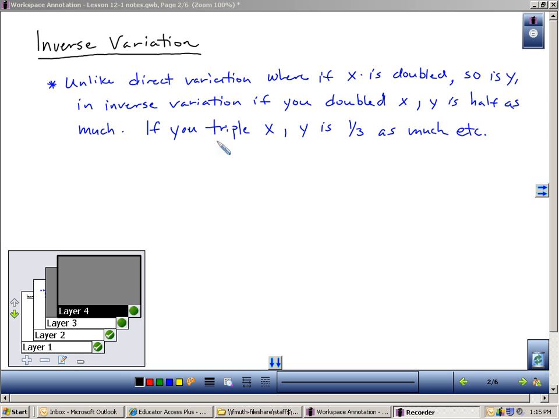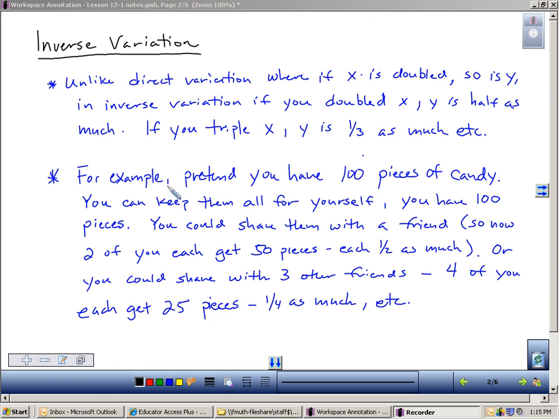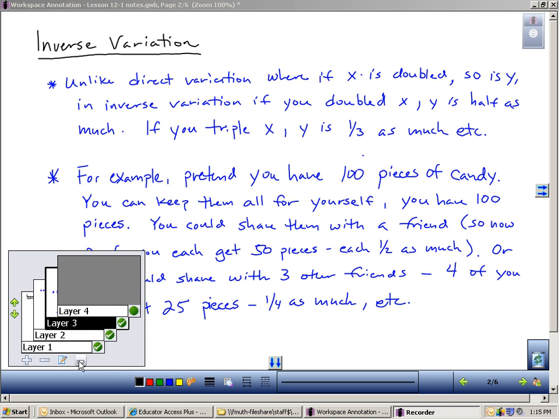If you triple x, y would be 1/3 as much, and so on. Now, maybe to wrap our mind around that, I can make up a simple real-life example of inverse variation. You have 100 pieces of candy. You get to keep them all for yourself. You have 100 pieces. So let me make a table of that.